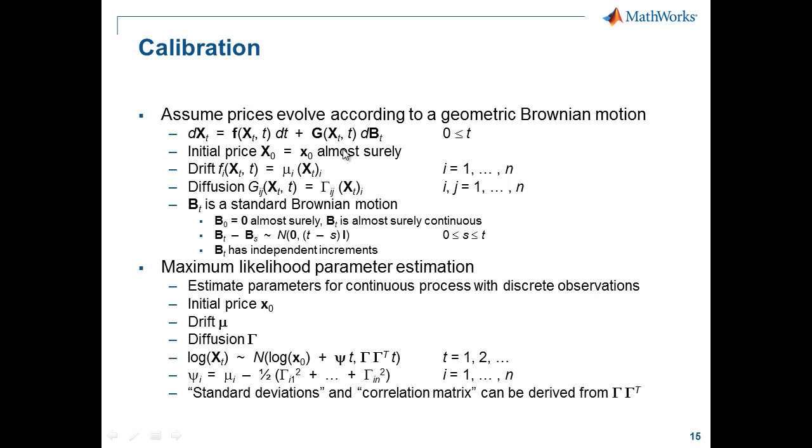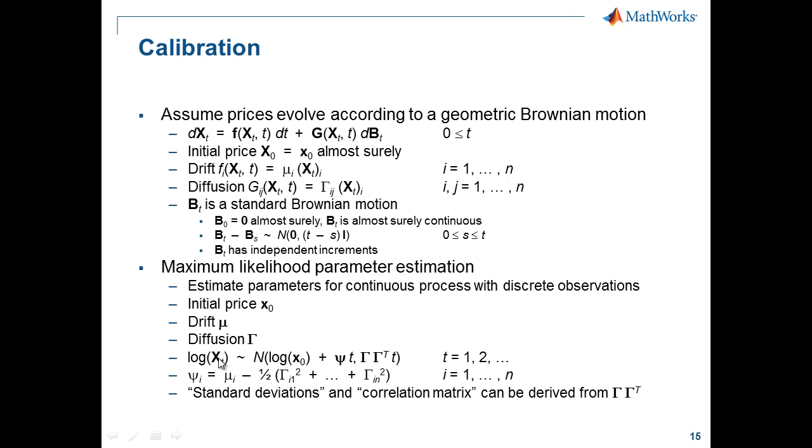This is another dense slide, but basically we're assuming that the underlying stock price process is a geometric Brownian motion. And what we're actually going to do here is something a little different than what is usually done. In this case, we're going to do maximum likelihood estimation of the continuous parameters using discrete observations of our stock price process. And in this case, you get an initial price, you get a drift vector, and a diffusion matrix.